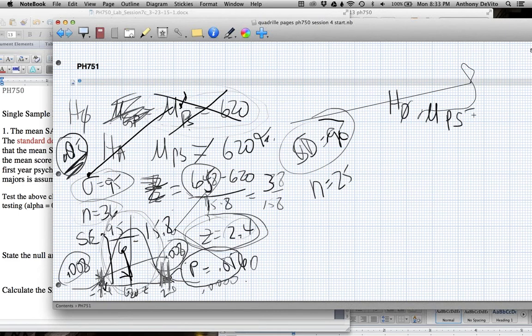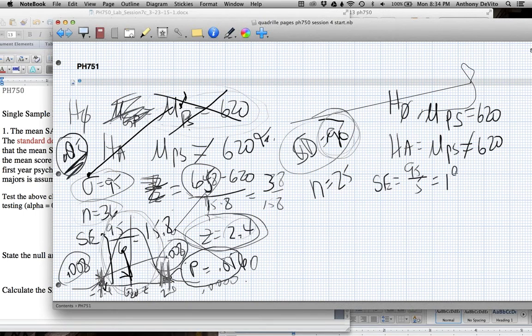My null hypothesis is that the mean for psychology majors is equal to 620, right? What's my alternative hypothesis? Same thing. Mean for psychology is not equal to 620. Okay, so now what's my standard error? My standard error is 95. Nothing's changed except that I'm doing this. I got that 95 from my sample of 25 people, not from the population, right? My standard error is 95 over the square root of the sample size, which is 5. So what's my standard error? 19. Okay, 19.